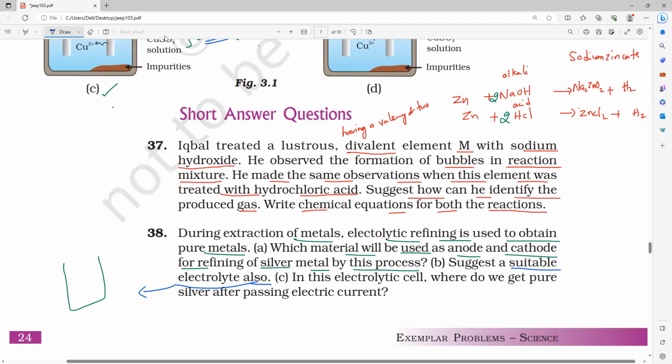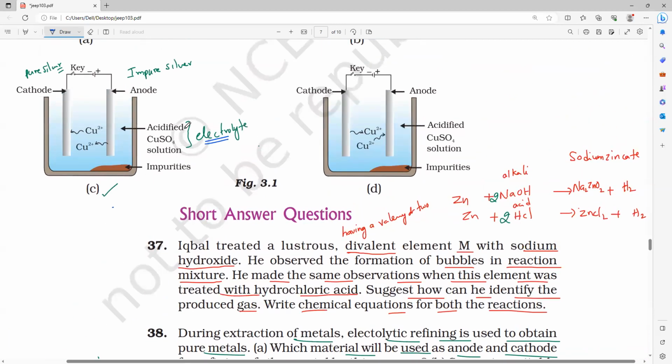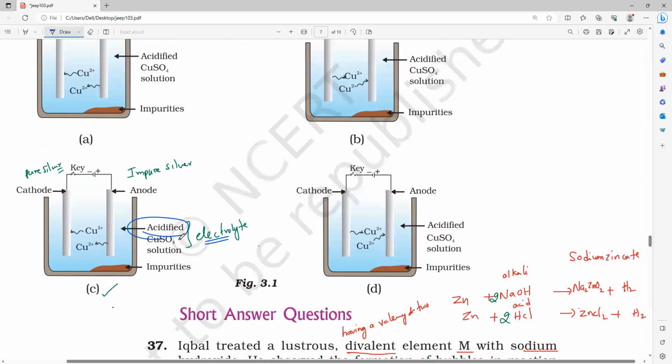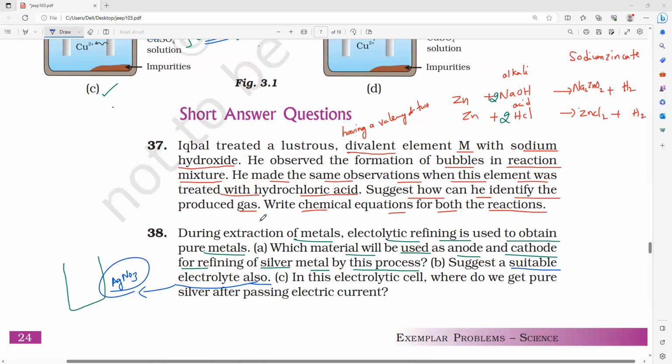Sir, the hydrochloric acid. Yes, Omar? Hydrochloric acid? What are you talking about, Omar? If it is copper extraction, copper sulfate, acidified copper sulfate solution. If it is silver extracting, silver nitrate solution. That's all. Understand? See, if it is copper extraction, copper sulfate solution. If it is silver extracting, silver nitrate solution is the electrolyte.